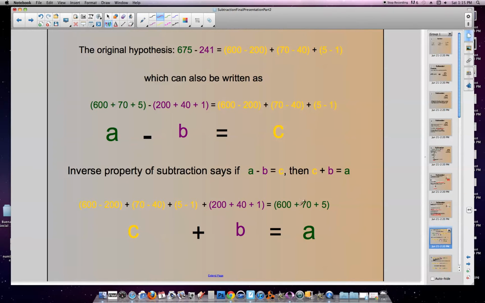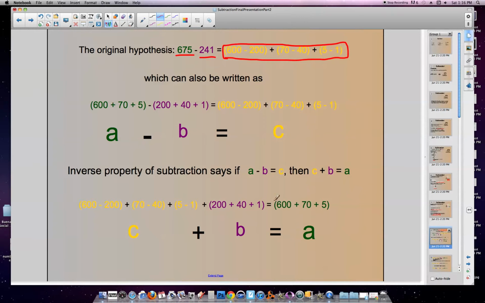Well, what we're going to do is group these into terms. We're going to say 675 is a term. 241 is a term. We'll call this A and we'll call this B. And then this whole thing here, we're going to say that this is one term. We're going to group all this together as one term, because ultimately it comes together to be one number, right? 434. So now we have A minus B equals C. And this should look familiar. This is the beginning of one of our properties.